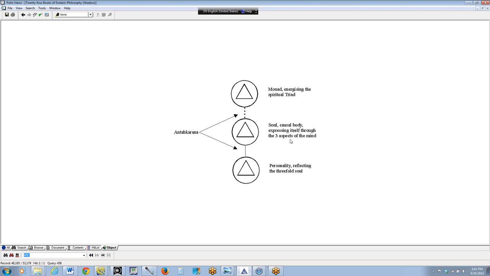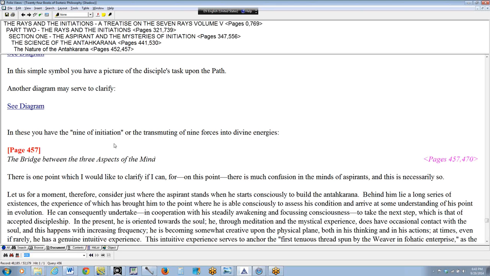Soul, causal body, expressing itself through the 3 aspects of the mind. The higher abstract mind, the son of mind, and the concrete mind, and then the personality reflecting the threefold soul. So I think it's very interesting here to see that this dotted line, well, it's just not complete yet, but it's something that we are trying to learn to complete. Maybe the soul infusion factor is increasingly complete. Though I'll point to that.